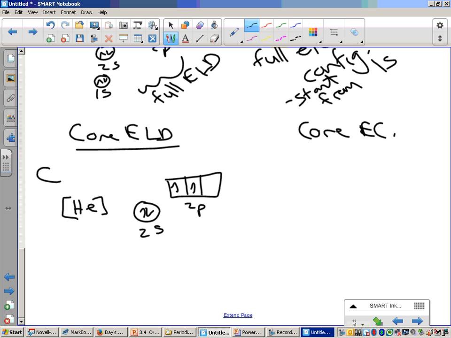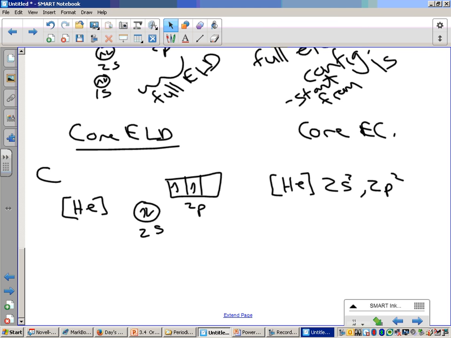In terms of the core electron configuration, the same thing. He, and then 2s2 and 2p2. It means we get rid of what's on the inside there. So let's now jump down to something like scandium, which we would have lots of drawing to do if we were doing it the long way. So Sc. My next example is Sc.